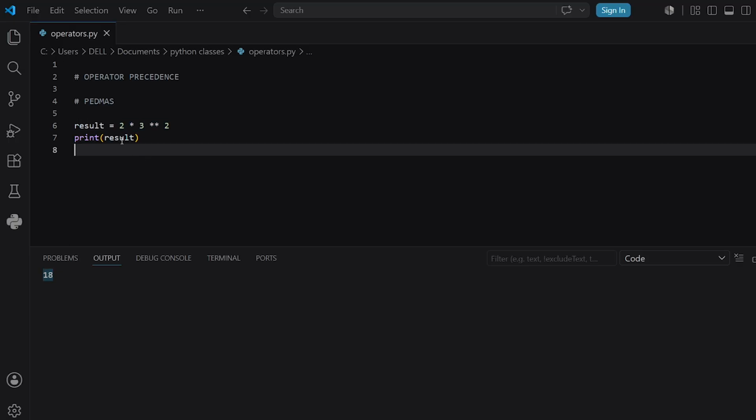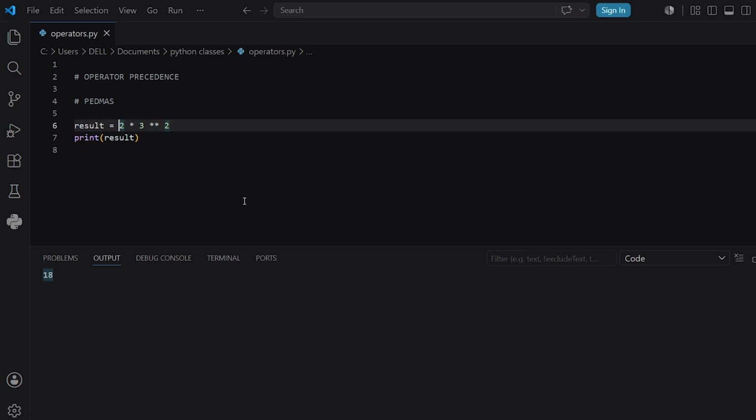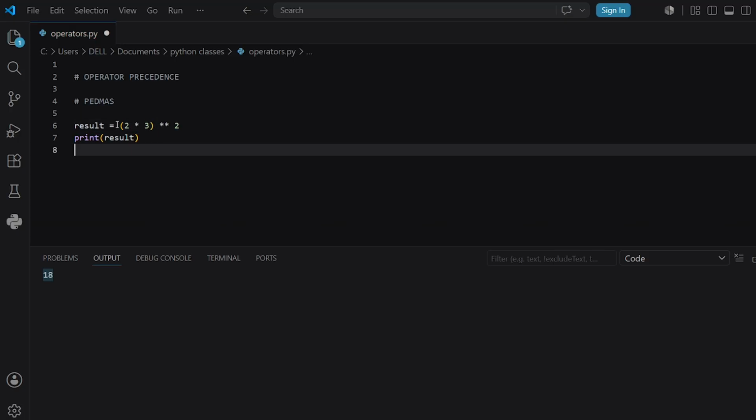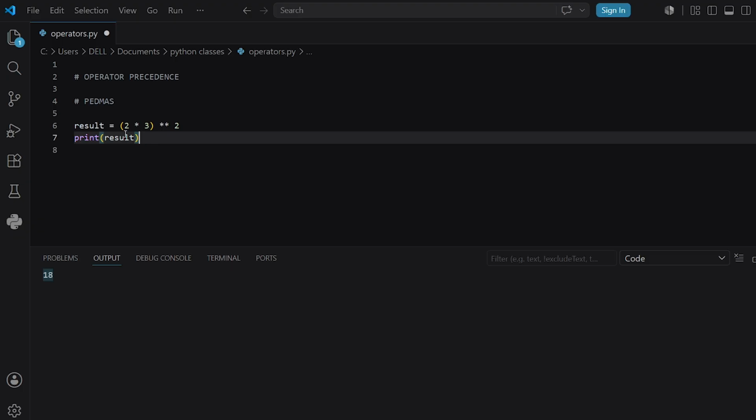Now, assuming you wanted to perform the multiplication before the exponentiation, you simply wrap the multiplication inside of the parentheses. So here I'm going to have my parentheses. What this means is that this expression is going to evaluate first before the exponentiation. Now, we're going to be arriving at 2 times 3, which is equal to 6. 6 raised to power 2 is equal to 36. Now, if we run the program, we're going to be getting 36.